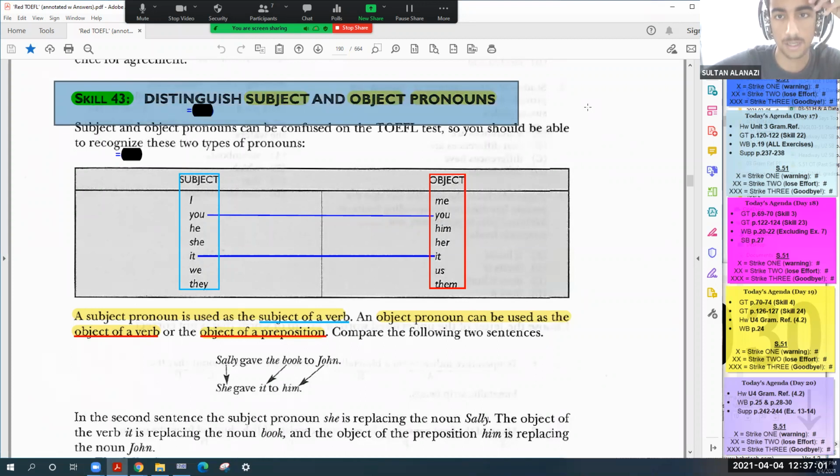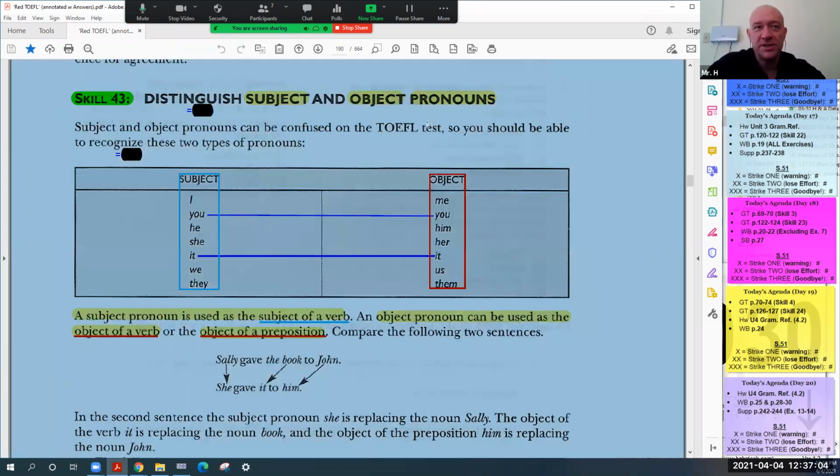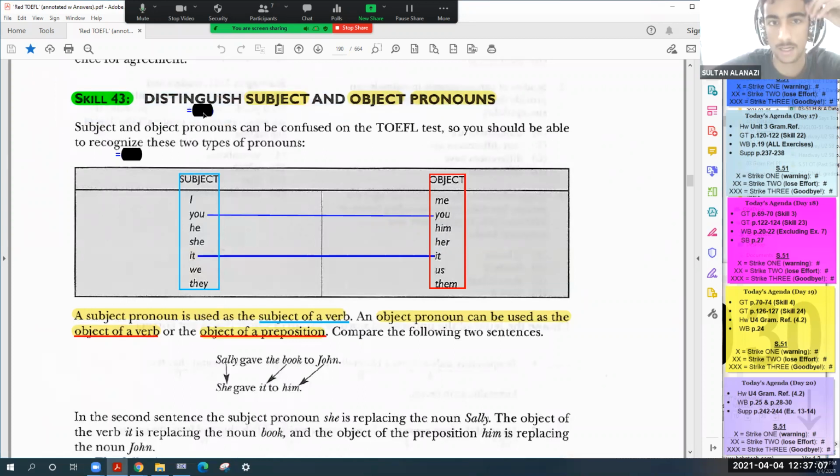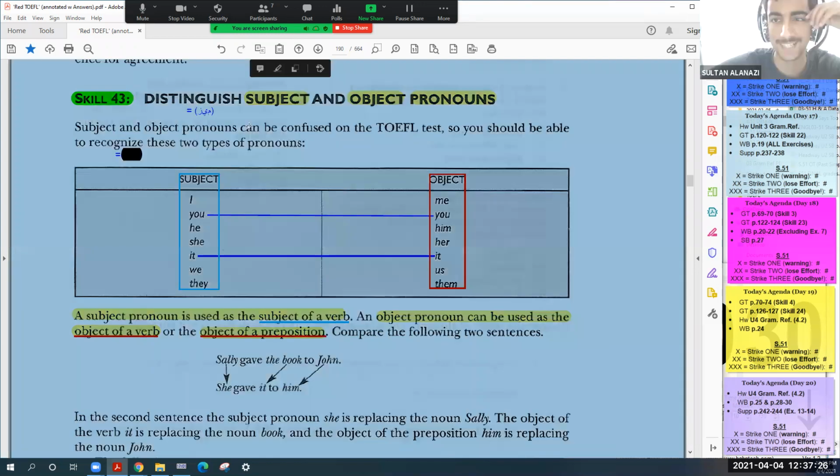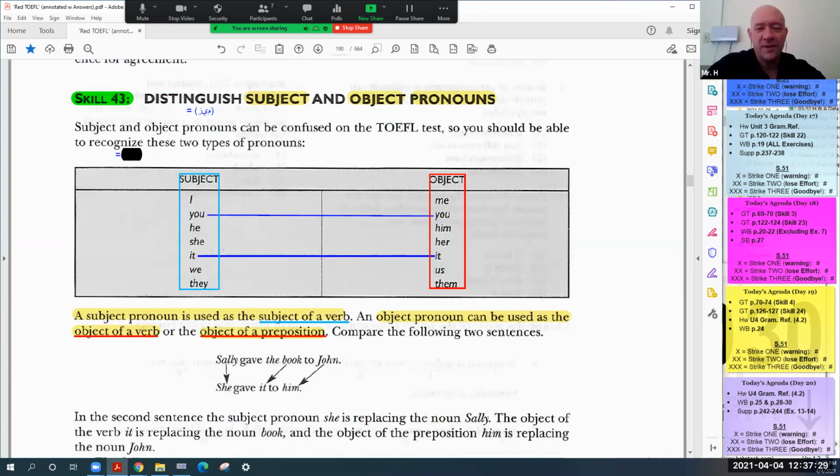Distinguish subject and object pronouns. That's a big word. Do you know this word? Does anyone know this word? What does it mean? To define or know a thing, you can see it and know it. Don't you say in Arabic, yumayiz? Yeah, yumayiz. Is it the right word? Okay. So we want to distinguish subject versus object. There's a difference.